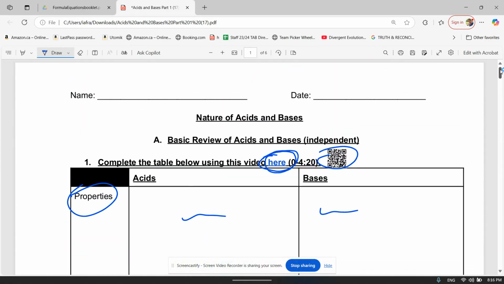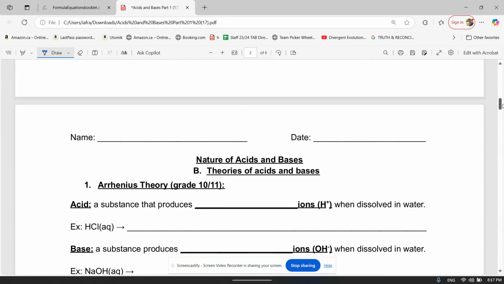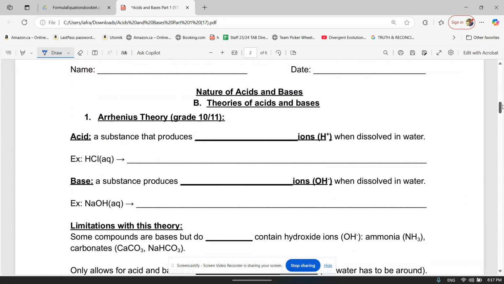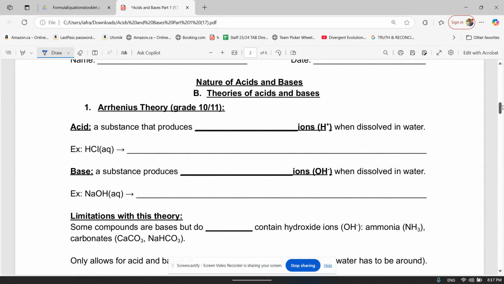So part A was a basic review of acids and bases, and then part B is going to be another review, but more guided with this handout here. We're going to review acids and bases in terms of how you saw them in grade 10 and grade 11. So in grade 10 and grade 11, you learned about acids and bases from the perspective of the Arrhenius theory of acids and bases.